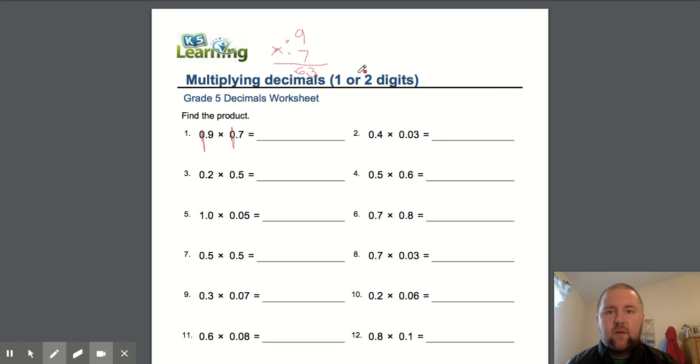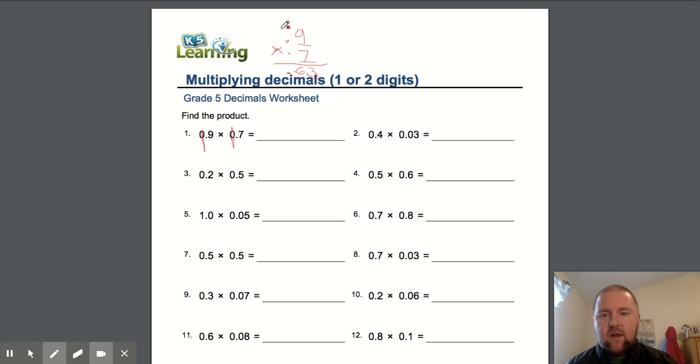The next big thing we've got to figure out is where our decimal goes. We do not bring it straight down. It's not like adding and subtracting what we just did. We need to count how many numbers are behind the decimal in the problem. So there's two. So in the answer, there needs to be two numbers behind the decimal. So my decimal would be 63 hundredths.